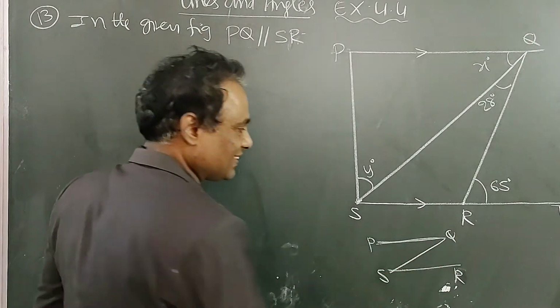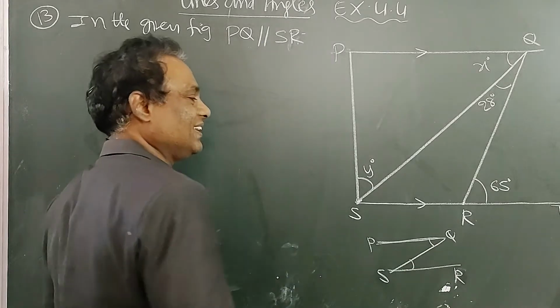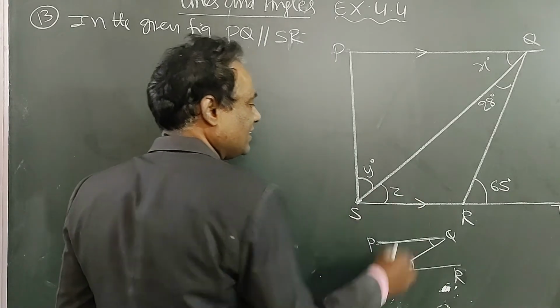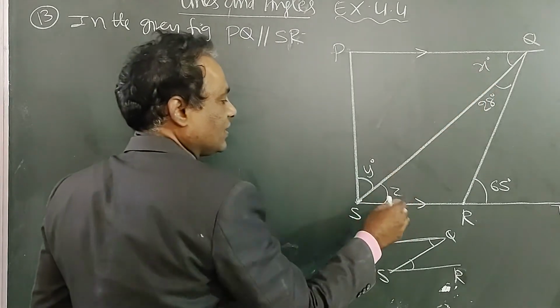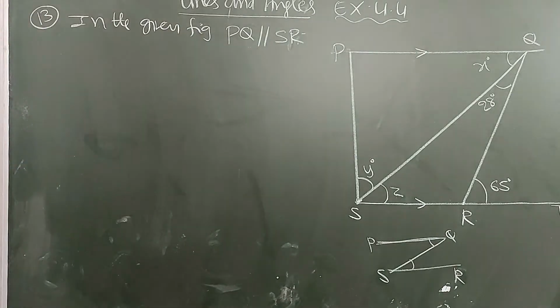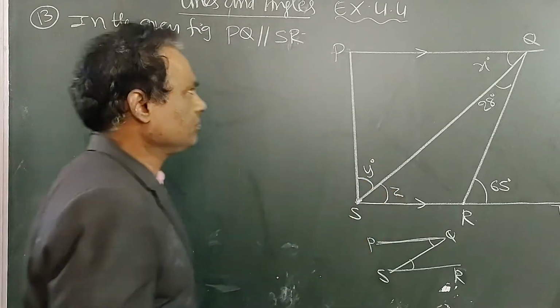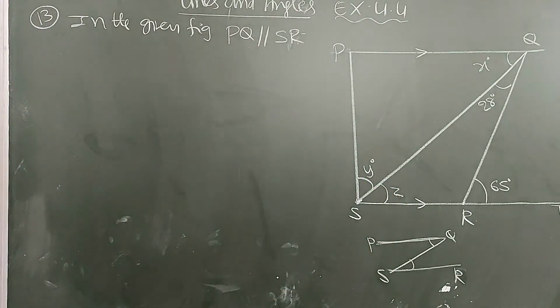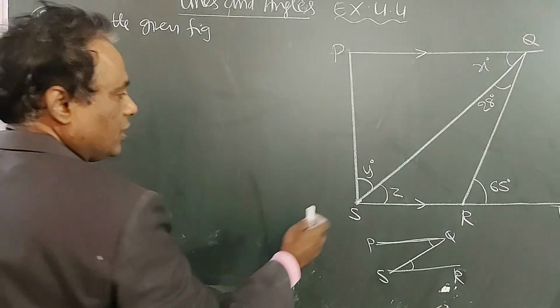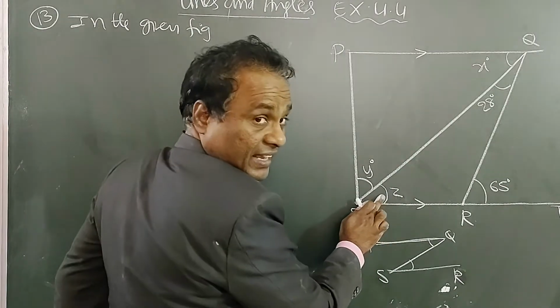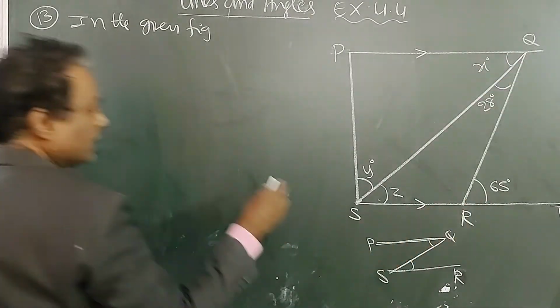This is a transversal. These two are alternate angles. Suppose I take this as Z, these two are alternate angles. X is equal to Z, alternate angles. Before that, I will use this concept. I am taking this angle as Z, in the SQR triangle.